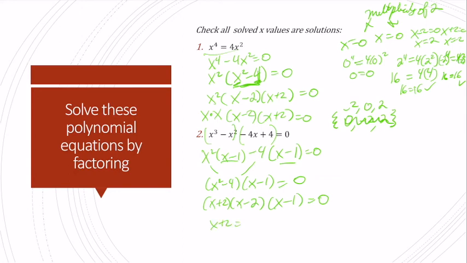I set each of these equal to 0. I get x equals 2, negative 2, and x equals 1. And I'm going to go ahead and let you know that all of these are in our solution set, but you should always check your work.